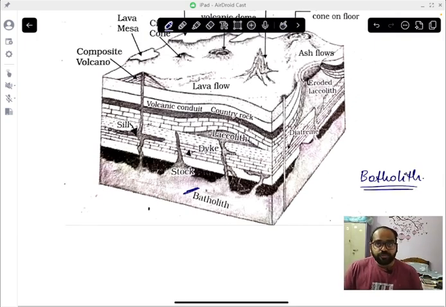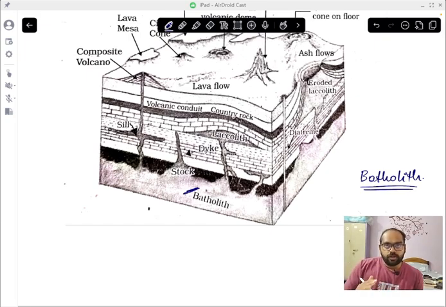So how are these intrusive forms formed? The lava or magma inside of the earth, while traveling towards the ground, gets solidified into certain forms called intrusive forms. First one is batholith.